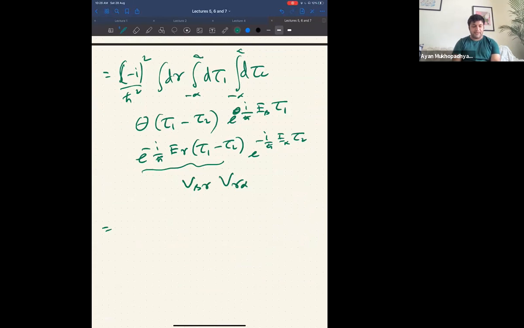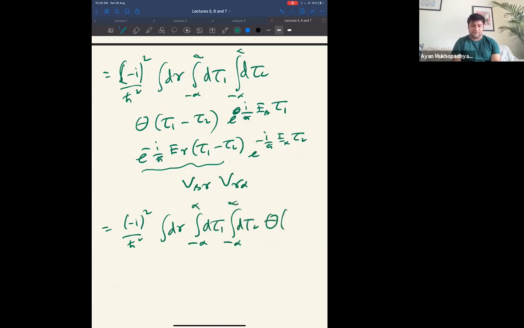so let me rewrite this in this way. Again, minus i squared by h bar squared, d gamma, minus infinity to infinity, d tau1, minus infinity to infinity, d tau2, theta of tau1 minus tau2. Now this theta of tau1 minus tau2 means that the tau2 integral actually doesn't go all the way up to infinity. It goes only up to tau1. So I can remove this theta factor and instead put the upper end of the integral as tau1. Okay, that's what I'm going to do.